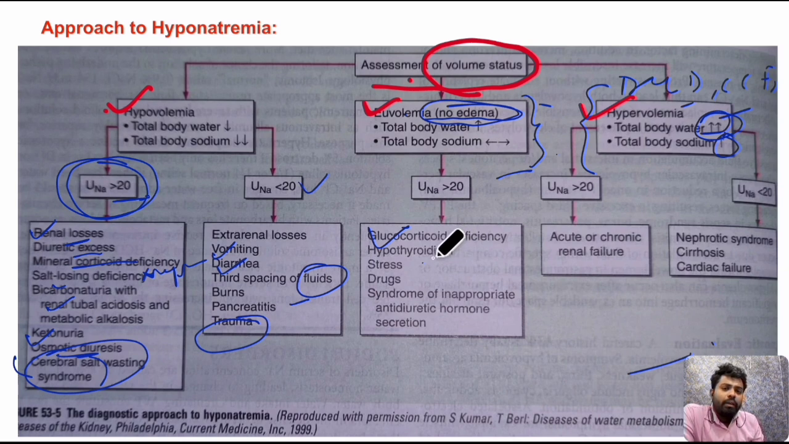Hypothyroidism will also give the explanation, along with drugs and stress. And in hypervolemic hyponatremia, if urine sodium is more than 20, it is acute or chronic renal failure; if urine sodium is less than 20, it is nephrotic syndrome, cirrhosis, or cardiac failure. This is the holistic approach.